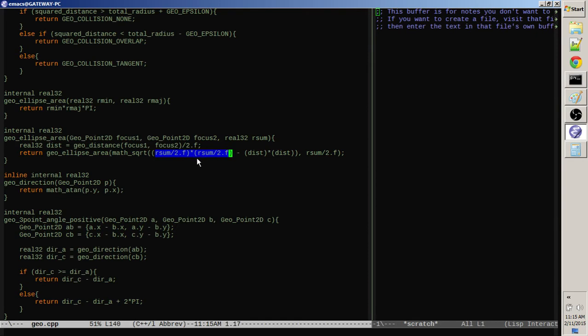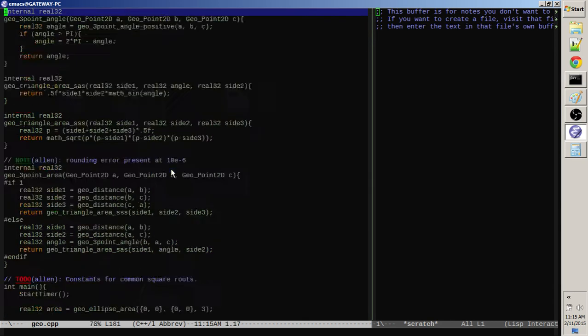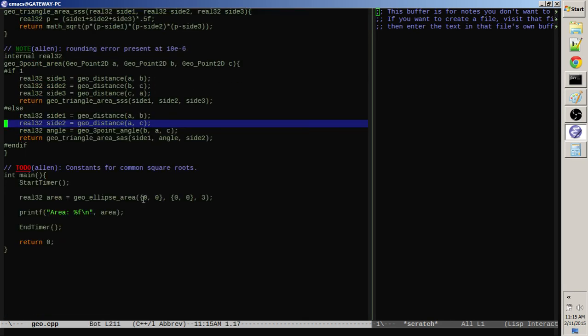That looks correct. The other thing we should do is do a sanity check to make sure that this is going to be what we think it's going to be. So we put the two foci in the center so that we could get the area of a circle, and we set the radius to 3. Okay, so that's what it is.